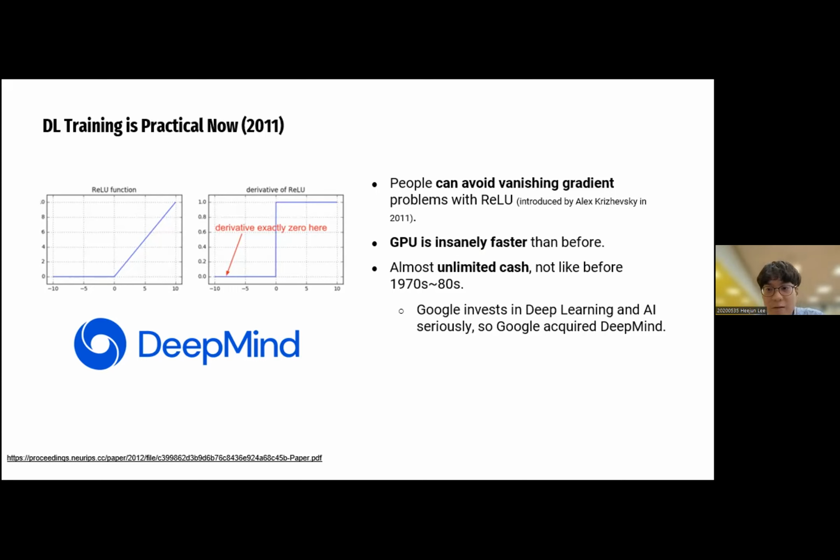Importantly, many research groups have almost unlimited cash because they are Google and Microsoft and Facebook, unlike the investment during the 1970s and 80s. For example, Google invested in deep learning and AI seriously. Google even acquired a company that researches deep learning only, which is very famous, DeepMind. And you can see this is the ReLU function. Left side is the ReLU function and right side is the derivative. You can see the derivative is 1 and 0. So the gradient never converges to 0 if we train the weights well. So the weights are activated. So we can now finally stack the layers.